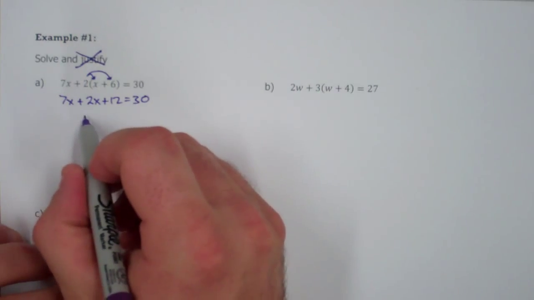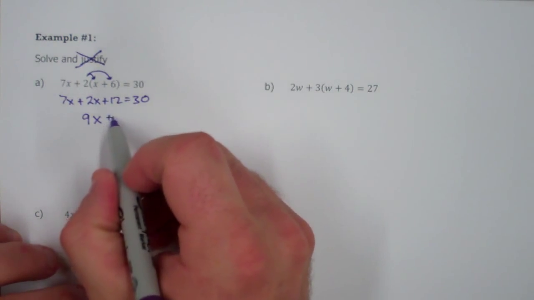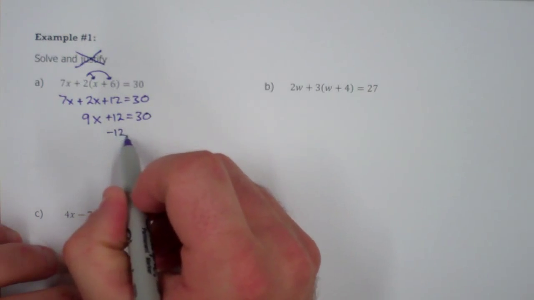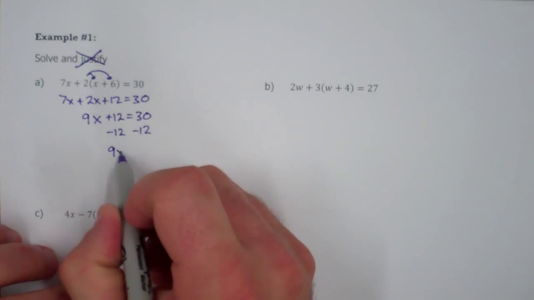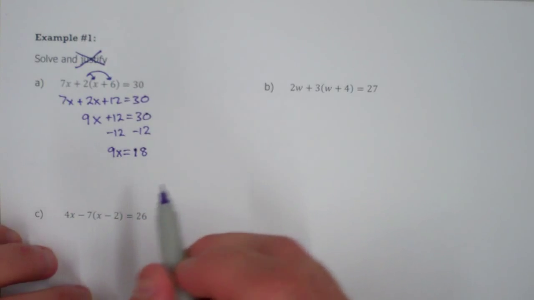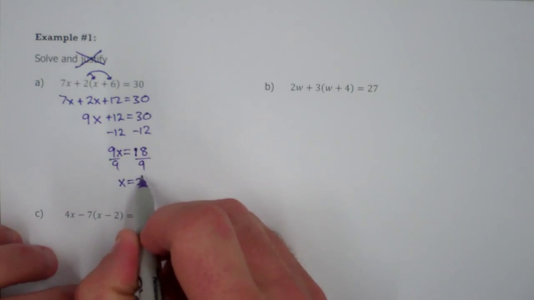Now we can combine like terms. So 7x and 2x, that's 9x. Subtract 12 from each side. 9x is equal to, looks like 18, I think. Divide by 9, and x will be 2.